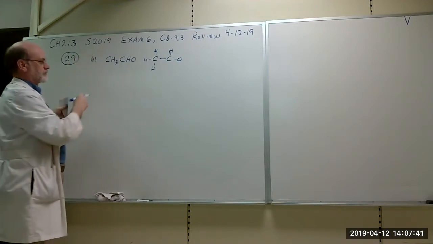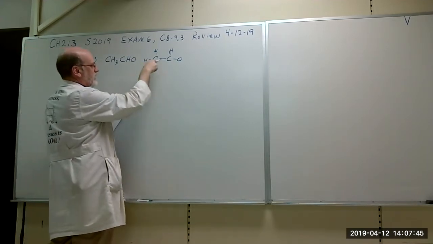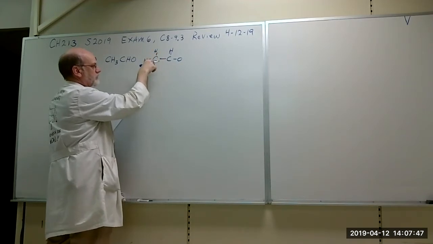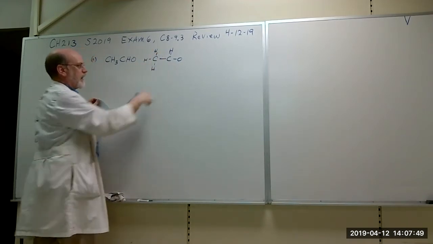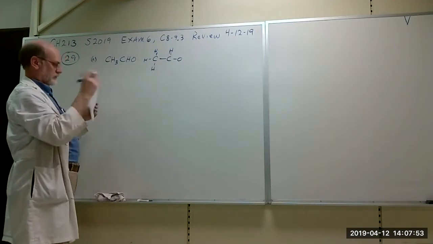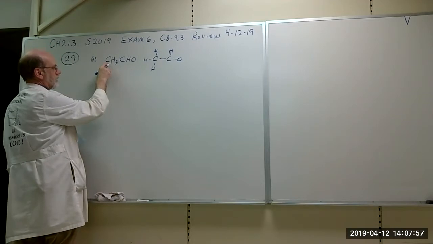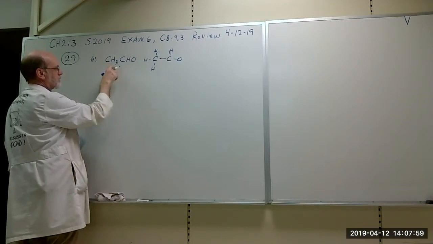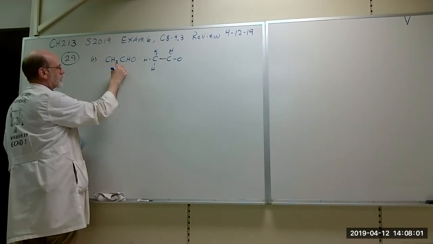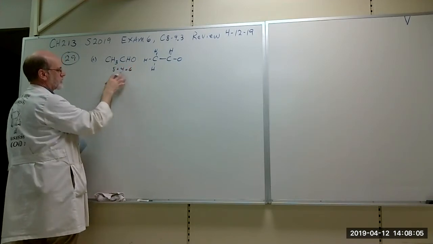Okay? So if we look at the way it's written here, this carbon's already got an octet. That carbon doesn't have an octet. So we need to assign a Lewis structure. So we've got 2 4s is 8, and 4 hydrogens, and 6 for oxygen. So that's 18.